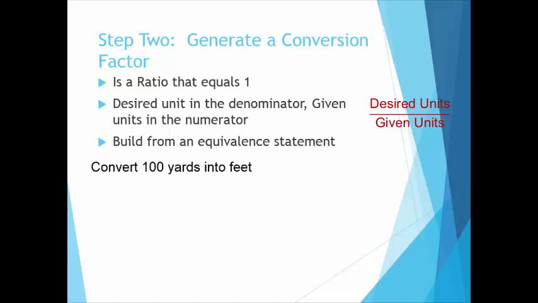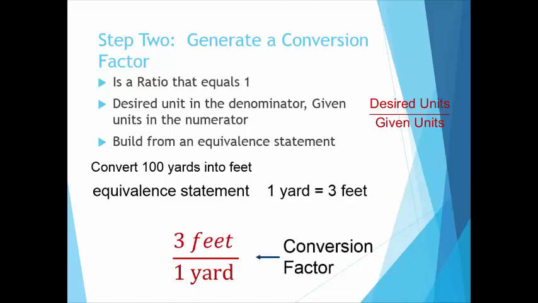So let's take a look. I want to convert 100 yards into feet. My equivalency statement from step 1 was 1 yard is equal to 3 feet. So we want desired over given. Well, what do we desire? We desire feet. What were we given? We were given yards. So if we look at our conversion factor, we should have 3 feet, right, desired over given, 1 yard. That's my conversion factor.